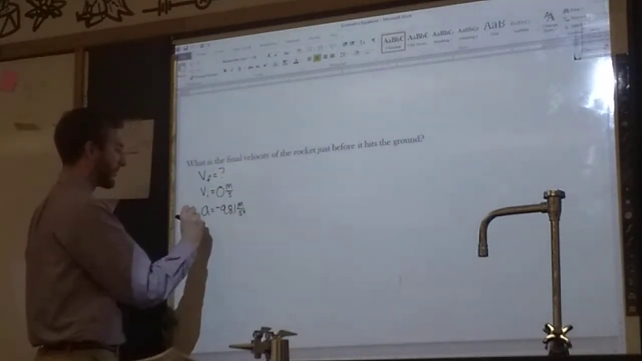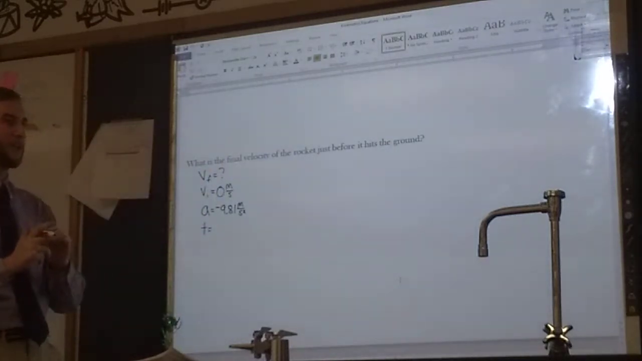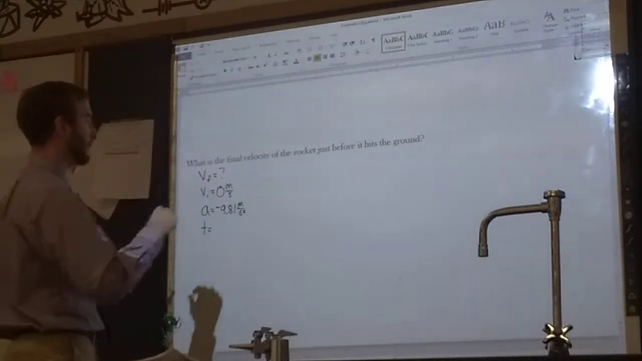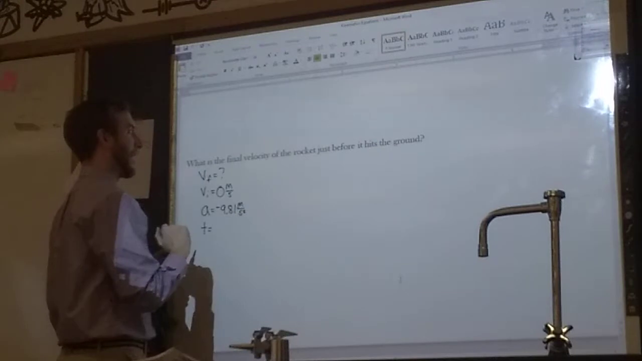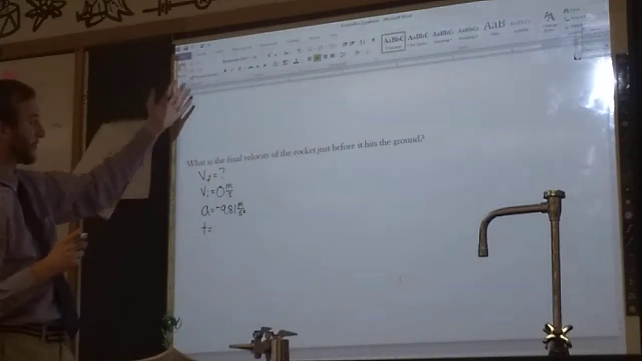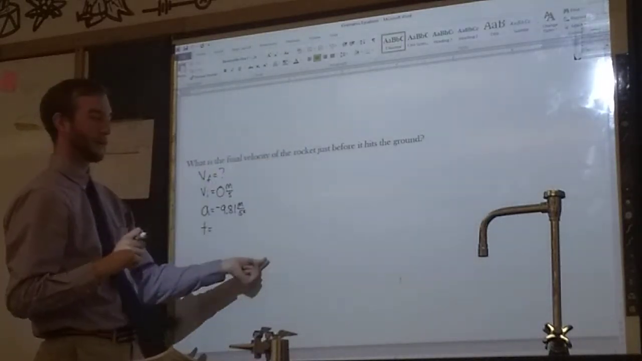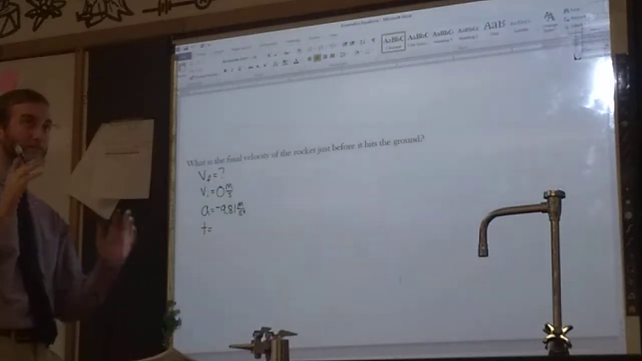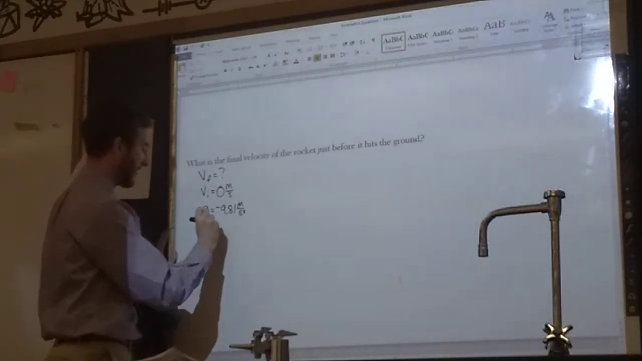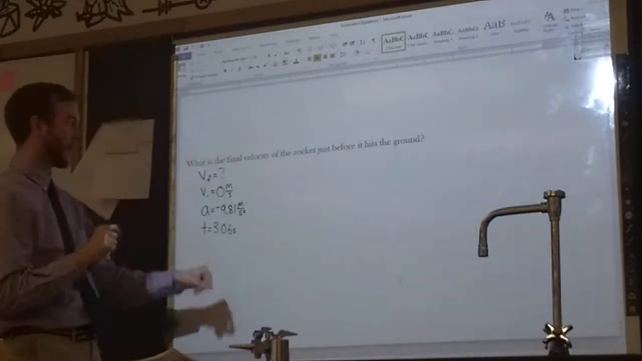But why don't we do this a different way? I know that from the last problem, when I solved it initially, I got 3.06 seconds for the time to go from the bottom up to the top. Well, I also know, because motion like this, where you have something coming up and going back down, is symmetric, that it takes the same amount of time to go up as it does to come back down. So the time should be 3.06 seconds for it to fall back down.